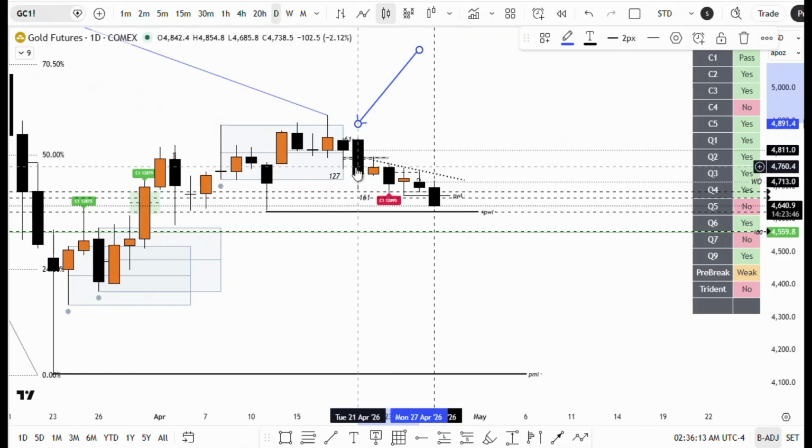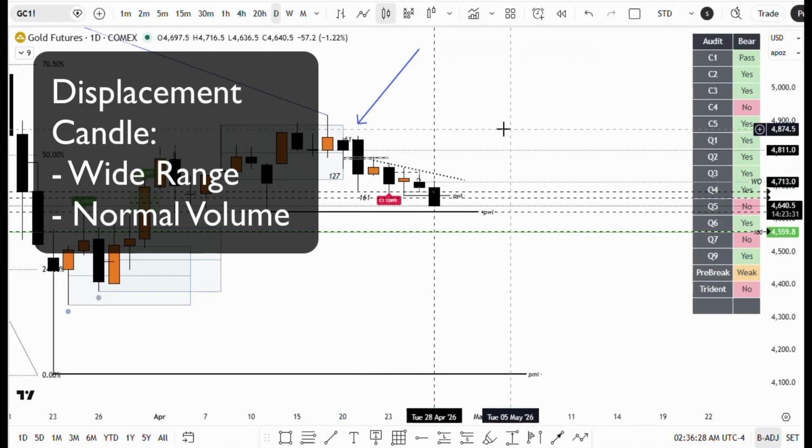Remember, I already have a directional bias. I want to short, I want to be bearish, etc. I know where I want to trade, but I still need to know when. So first I'm looking for displacement. What does this candle look like? What are the characteristics of this candle?